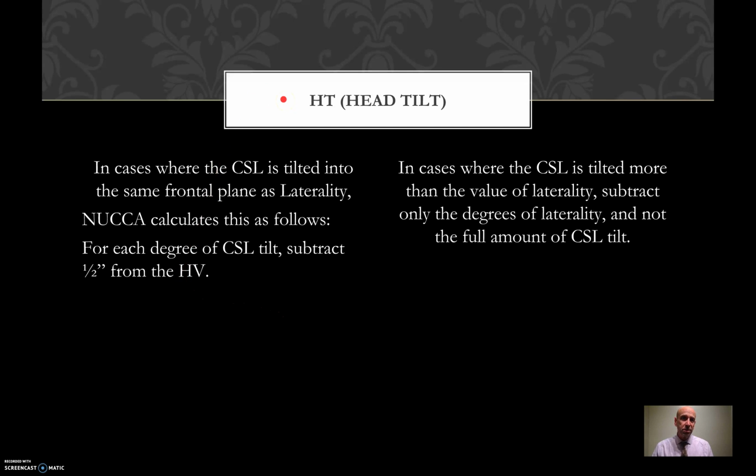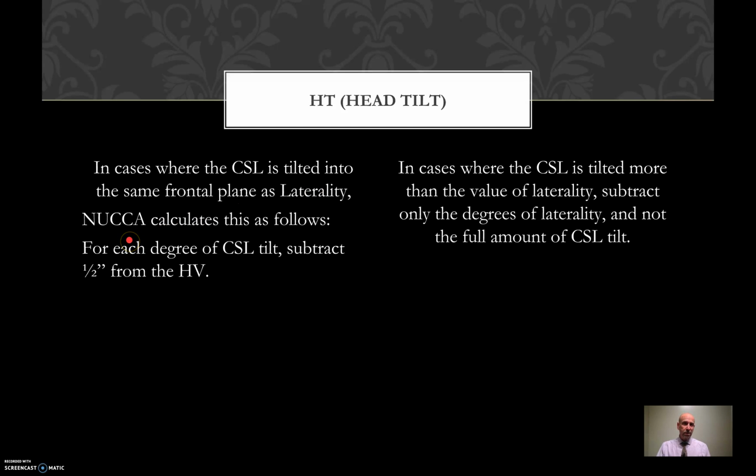So now, and this is once again a newer development, we now look at head tilt as a calculation. So in cases where the central skull line is tilted into the same frontal plane as laterality, in other words, if you have right laterality and right head tilt, like we had in the case that we did, NUCCA calculates this as follows. For each degree of central skull line or CSL tilt, you subtract 1/2 inch from the height vector. So that's straightforward. However, in cases where the CSL is tilted more than the value of laterality, subtract only the degrees of laterality and not the full amount of CSL tilt.